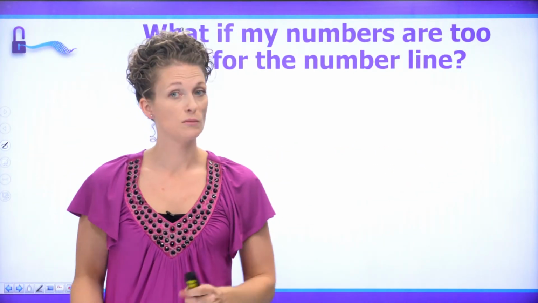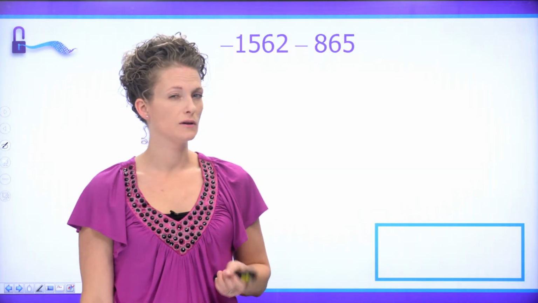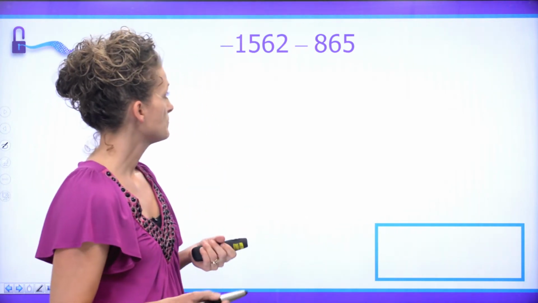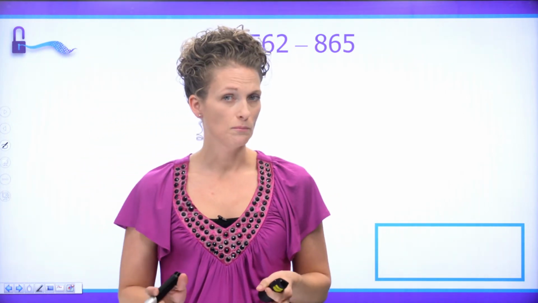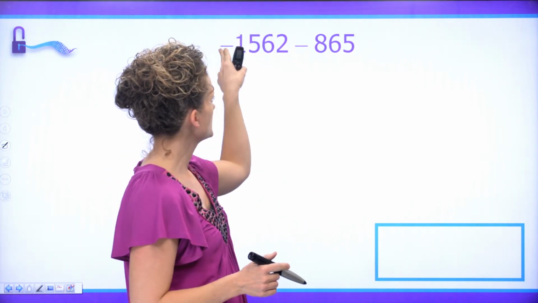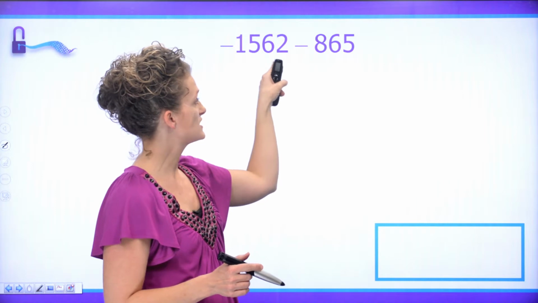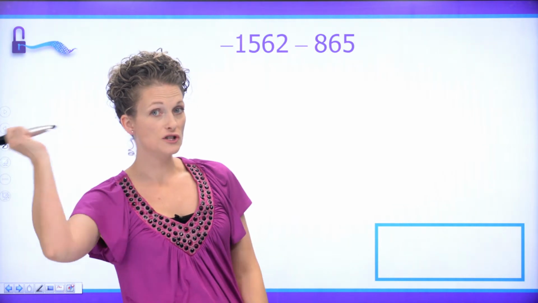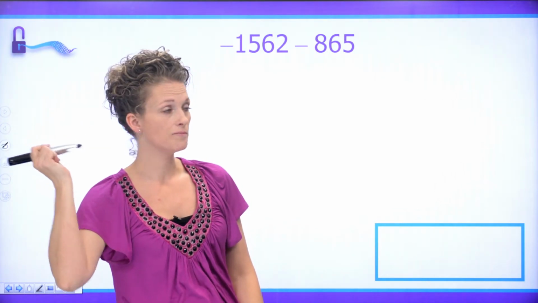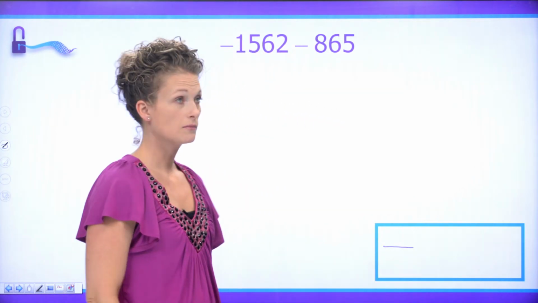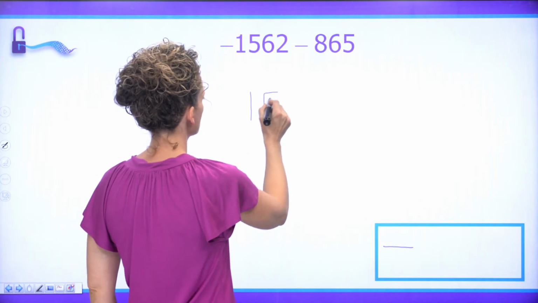So what if my numbers are too big for the number line? Remember when we did absolute value, we took the absolute value of numbers? Well, if the signs are the same when we're adding integers, we can take the absolute value and add them together. So I know that if I have negative 1,562 and I'm going to have another negative, I'm going farther to the left on the negative number line. But that's okay. We simply know that our answer is going to be a negative number. So how big is that negative?